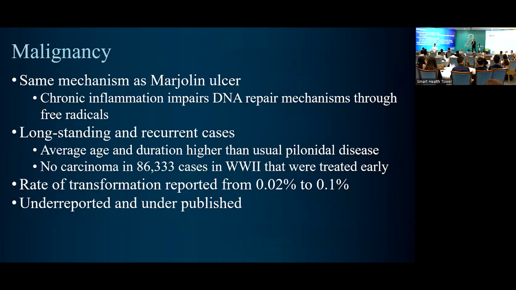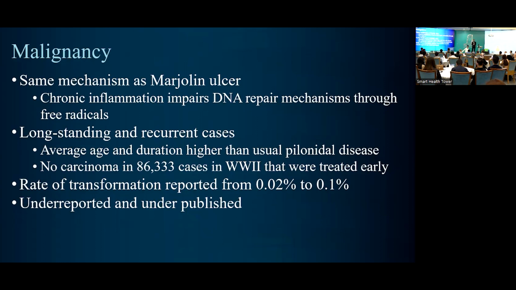Now, secondary malignancy can develop in pilonidal disease just like it develops in other chronic ulcers, burns, and it's basically the same mechanism. This chronic inflammation will affect the DNA repair mechanisms through the generation of oxygen-free radicals. So it's similar to a Marjolin ulcer. Now, this is mainly seen in chronic cases. So you don't see malignancy developing in a 20-year-old male patient who has an acute pilonidal disease.